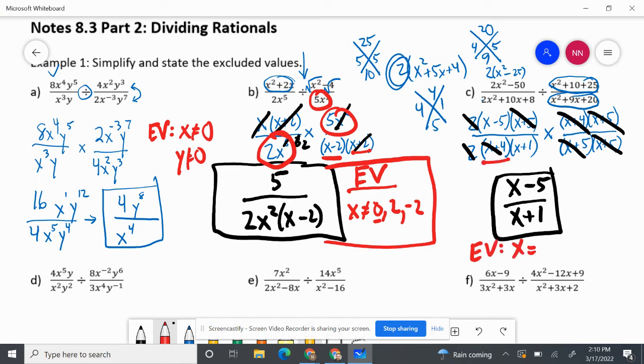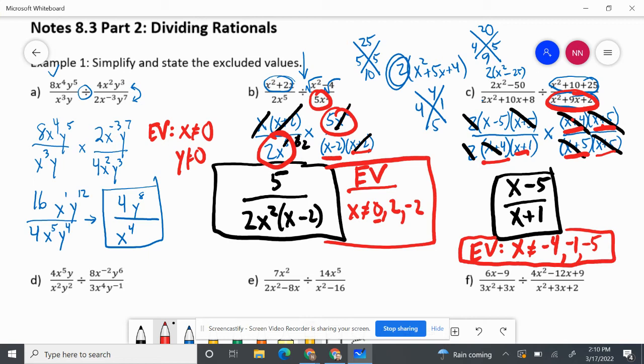For the first one, the opposite of 4 is negative 4. The opposite of 1 is negative 1. The opposite of 5 is negative 5. We already did the 5. Remember, these were once in the denominator, now they're in the numerator. So looking at that, that would be -4, which we already have, and -5, which we already have. So these are our excluded values.